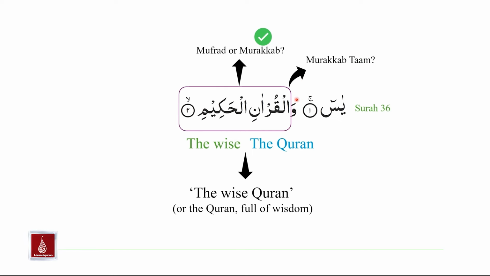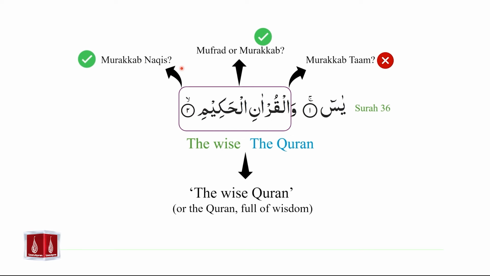Next, is it a murakkab tam? In other words, is it a jumla ismiya? Because so far we have only studied jumla ismiya. And the answer is, it is not a jumla ismiya because Al-Quran and Al-Hakim are equal in number, gender, status and capacity.